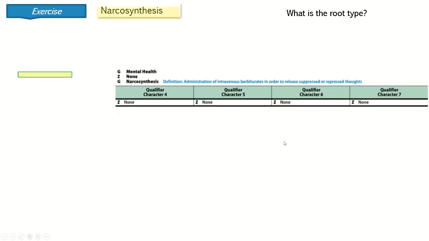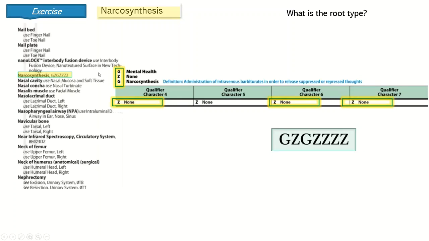Narcosynthesis. What is our root type? Well, we only have one word there, so let's go and look it up. I'm all out of sorts here. Wow, sorry about that.